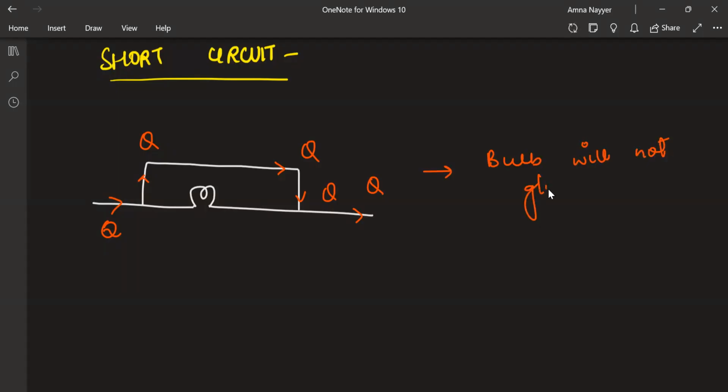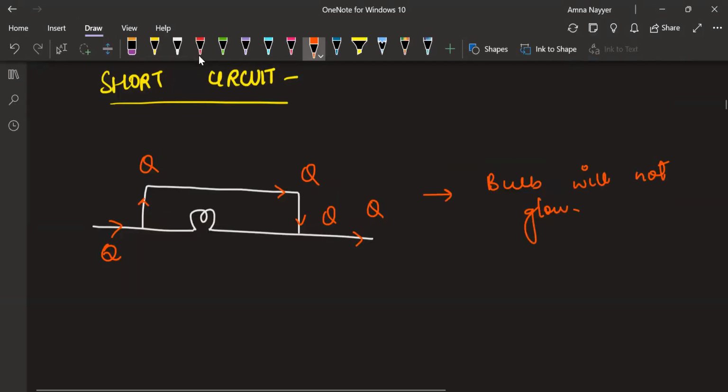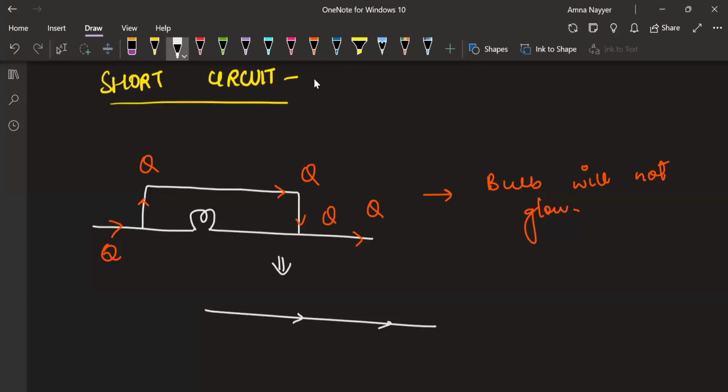Bulb will not glow. So what we can do, we can replace this. It means there is no significance of having this bulb, right? There is no significance. It's simply acting as a plain wire like this, where the charges are flowing. So this is what is called the short circuit.